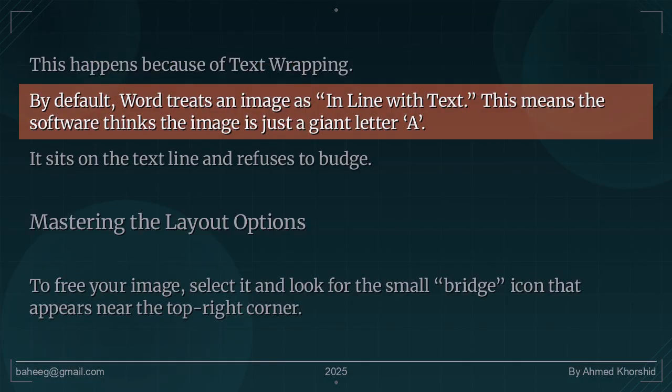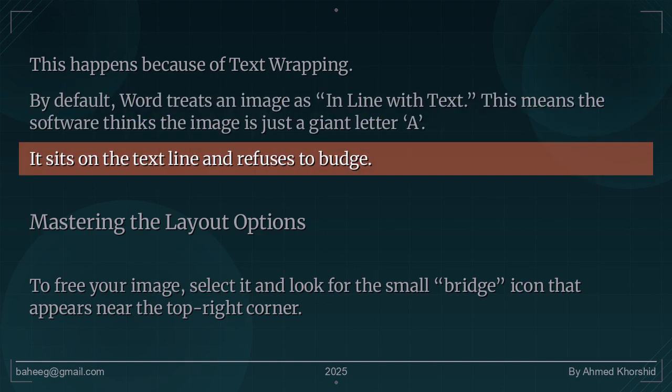By default, Word treats an image as in line with text. This means the software thinks the image is just a giant letter "a". It sits on the text line and refuses to budge.